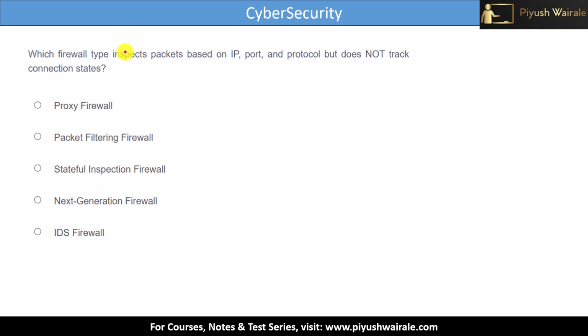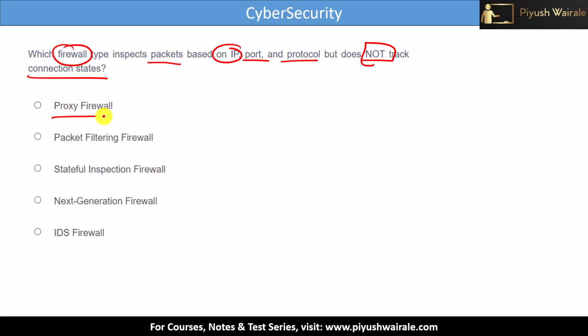Now let's try to solve this particular question, right? Which firewall type inspects packets based on the IP, port and protocol but does not track connection states here? Okay, so this is based on the firewall topic here, right? I hope everyone is aware of what a firewall is. So please go through my firewall notes. We have discussed all these things.